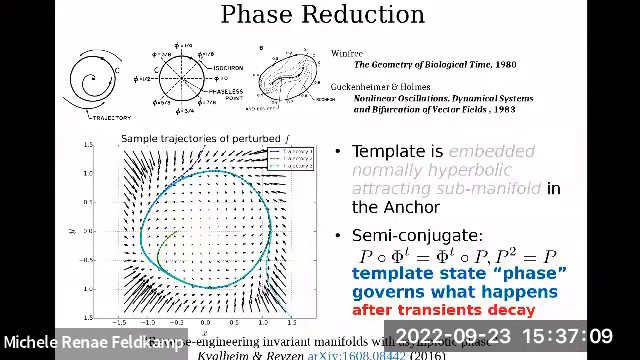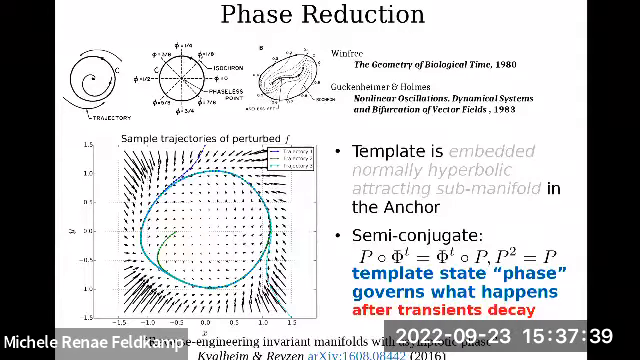And now there are two really fundamentally important notions of dimensionality reductions. One is what's called a phase reduction. So the idea of a phase reduction is that the template, the simpler model, is actually a submanifold embedded in the state space of the anchor. Here, the template is this sort of oblong shape you see here. And the ambient dynamics are these arrows, and you see that states collapse onto the template, and then they evolve on the template with the template dynamics.